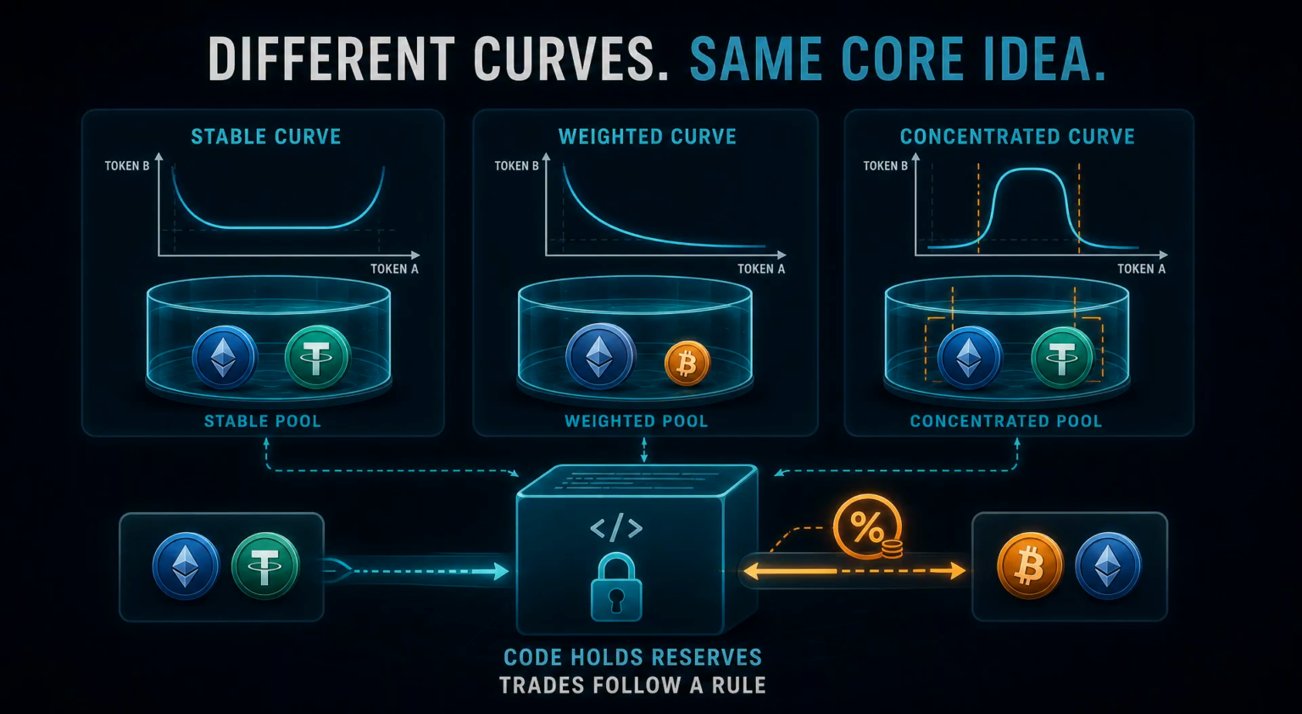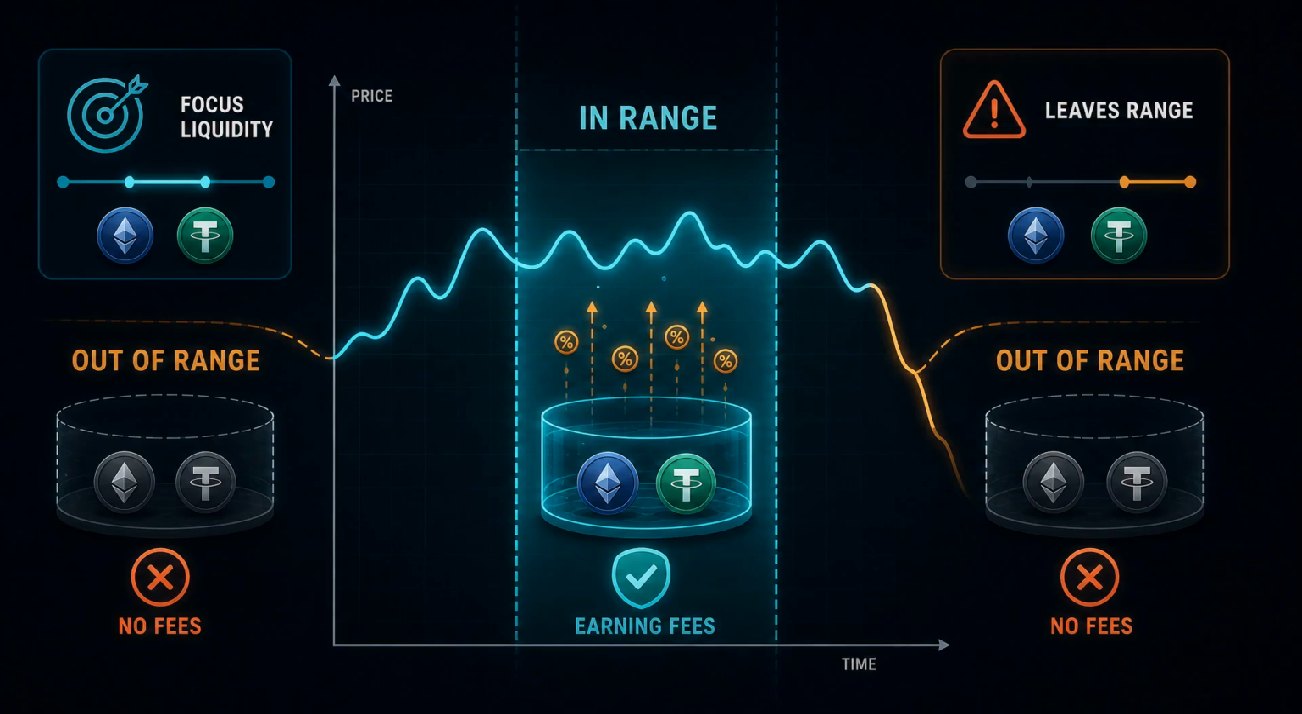AMMs are not all one formula. Some use curves designed for similarly priced assets. Some allow custom weights. Some concentrate liquidity into chosen price ranges. The shared idea is still the same. Code holds reserves and offers trades based on a rule. Concentrated liquidity lets providers place their funds inside a specific price range instead of across every possible price. This can make capital more efficient when the market stays in range. But if the price leaves that range, the position may stop earning fees until it is adjusted.